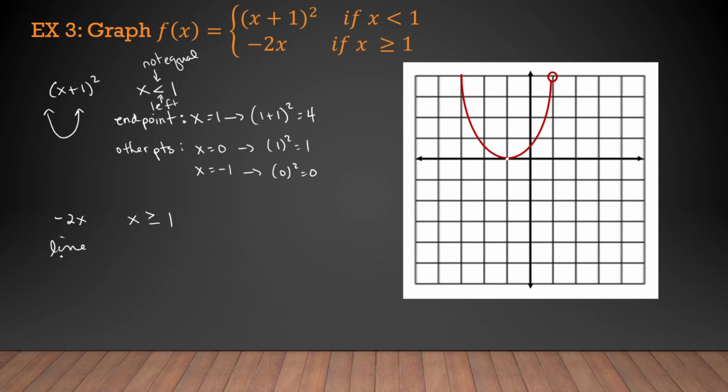Well, this is a line with a slope of -2. But again, I'm going to start by finding the endpoint. So the endpoint is when x equals 1. That would be -2 times 1, which is -2. So then I plot that point at 1, -2. Now this time it can equal, so I put a dot, not a hole. And this is to the right.